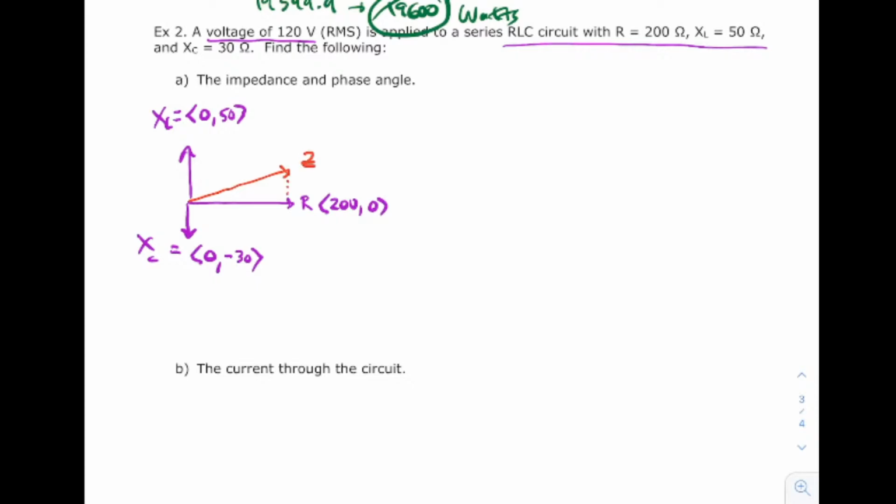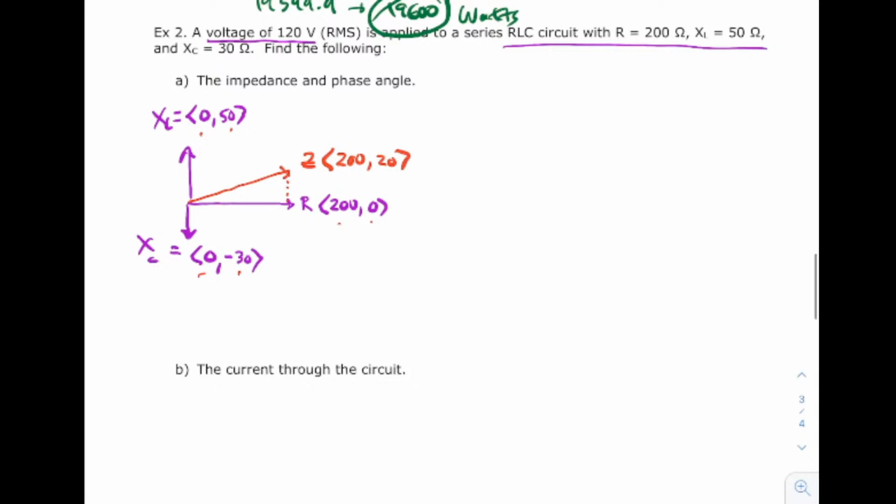It's going to line up. It's going to have the same X component, in fact 0 plus 0 plus 200. That's what I was trying to say. And then the Y component would be, you got a 50, you got a negative 30. So that's 20 plus 0, still 20. So there's your impedance vector.